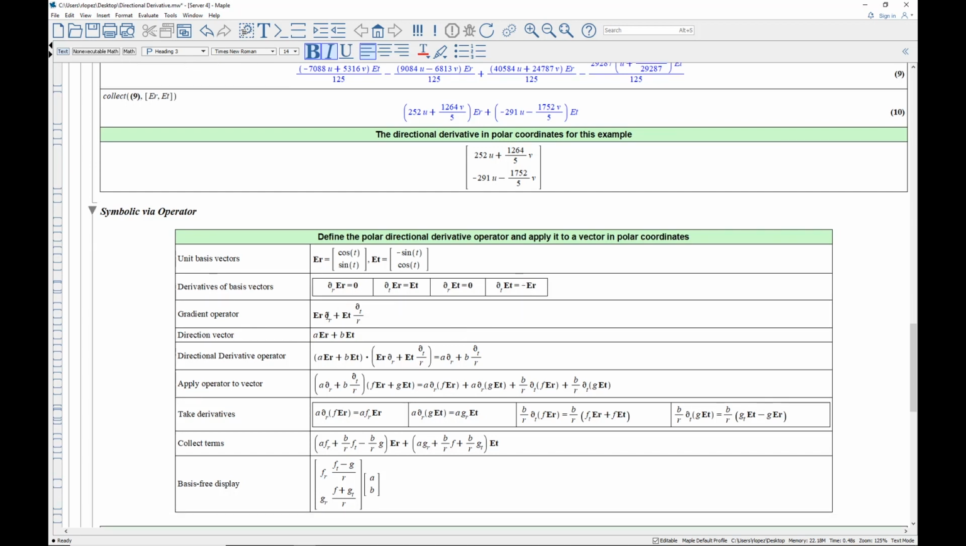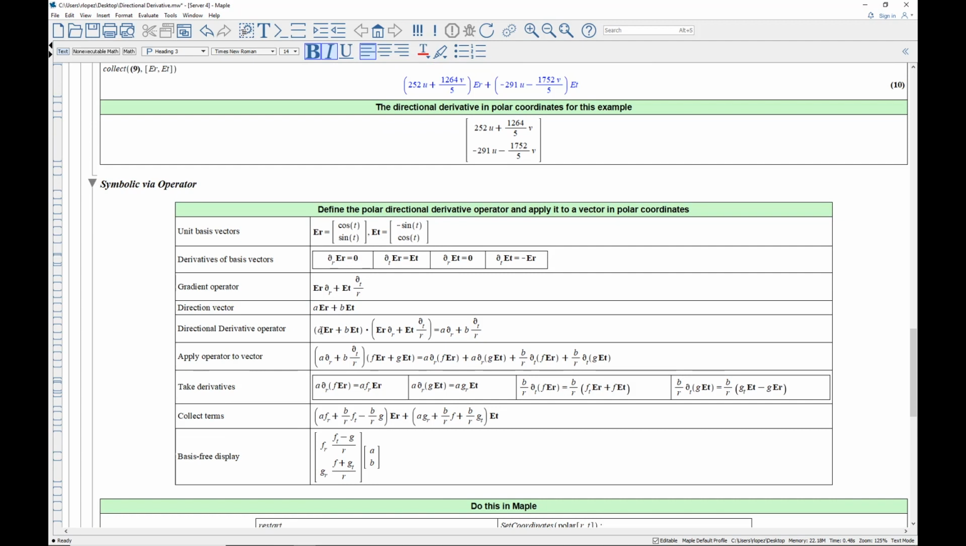Now, the operator ought to be the gradient operator with basis vectors. Will that work? ER partial R plus ET partial T over R, because if you remember what the gradient looks like in polar coordinates using unit basis vectors, the scale factor 1 over R shows up. Now we need a direction vector. Well, the direction vector in polar coordinates is A ER plus B E theta.